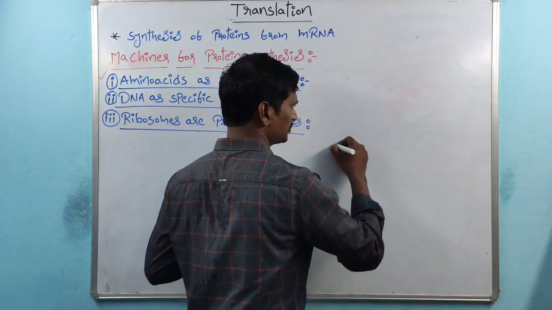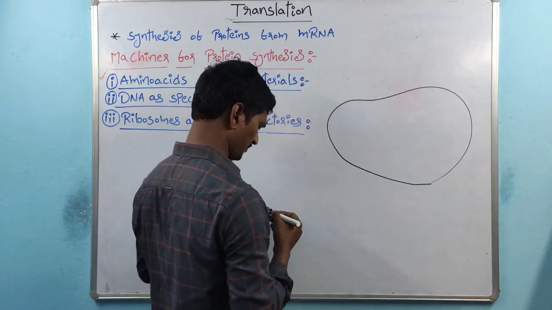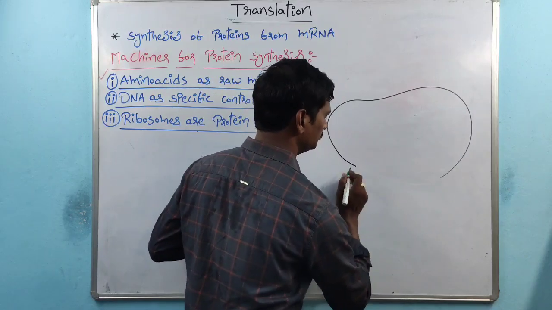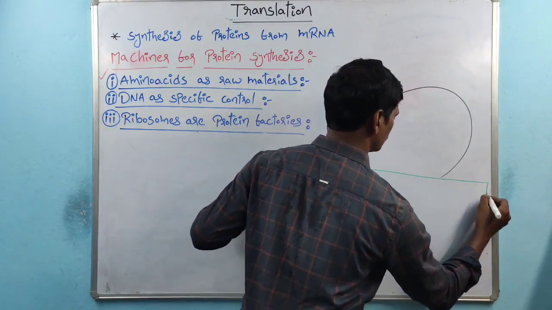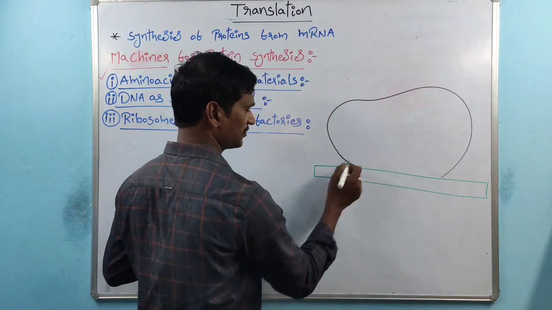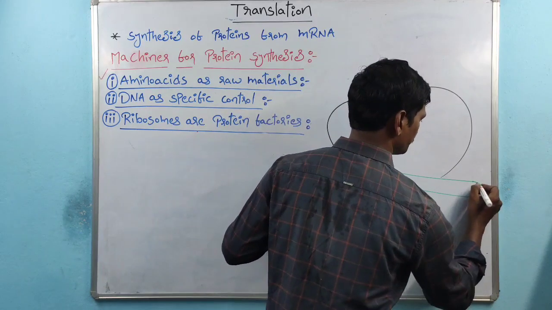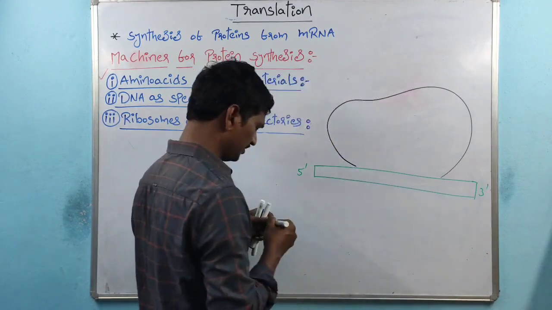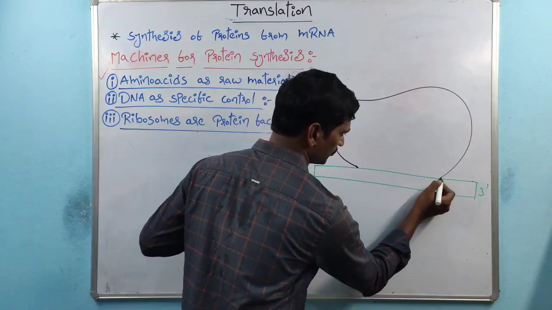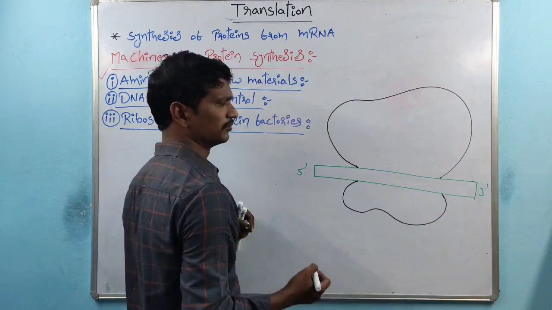This is one ribosome. This is the large subunit of the ribosome, and this is the mRNA structure. This is the 5 prime end, and this is the 3 prime end. And this is the small subunit of the ribosome.